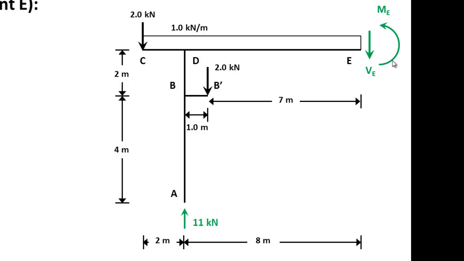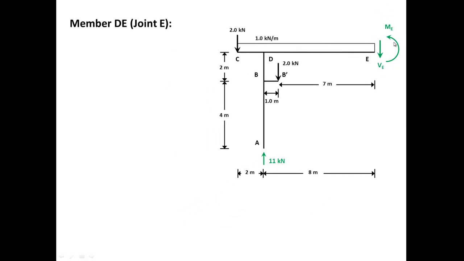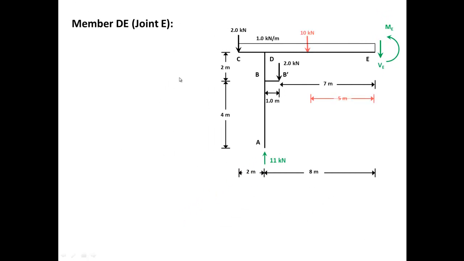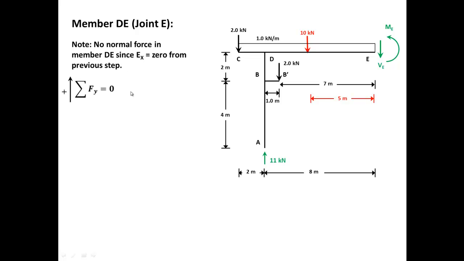So it's even simpler. Now I need to solve for these two unknowns. Okay, concentrate the loads, and here's the note: no normal force in member DE since EX equals 0 from the previous step. Now we know the summation of the forces in the y direction should equal 0.